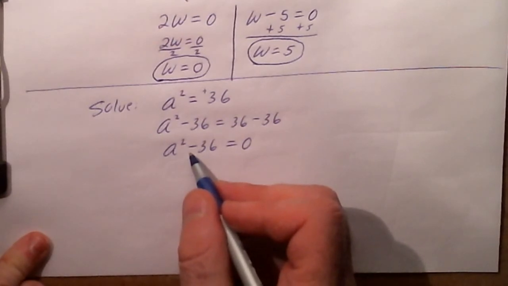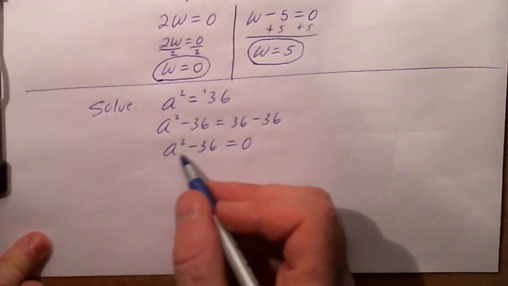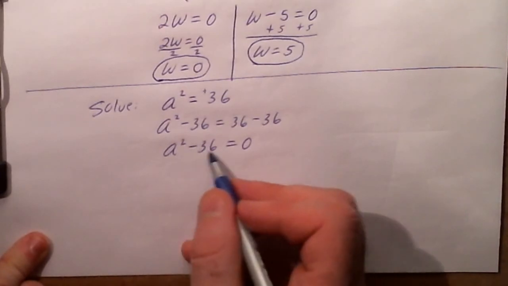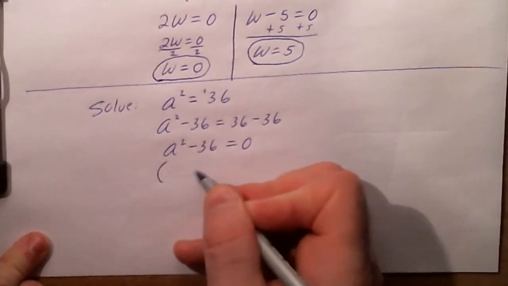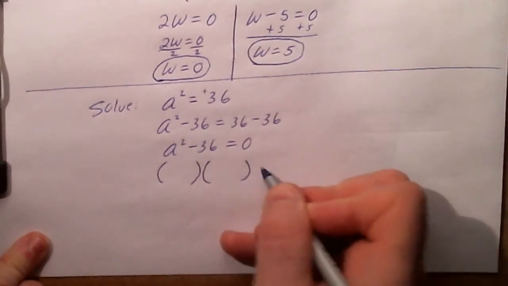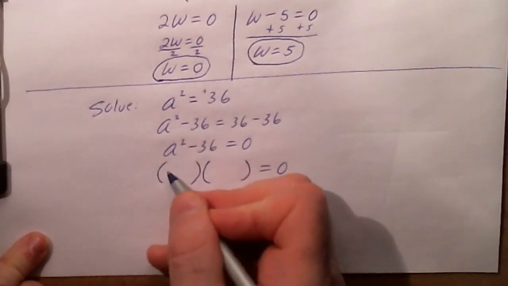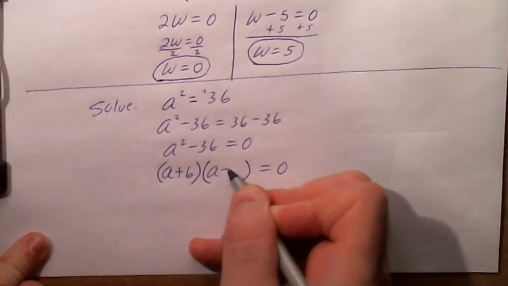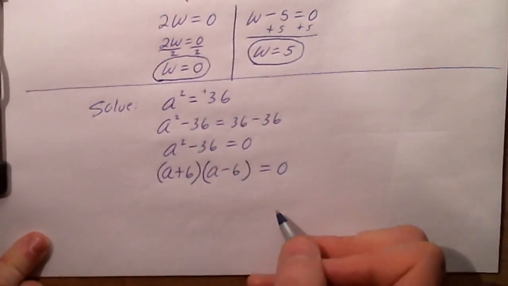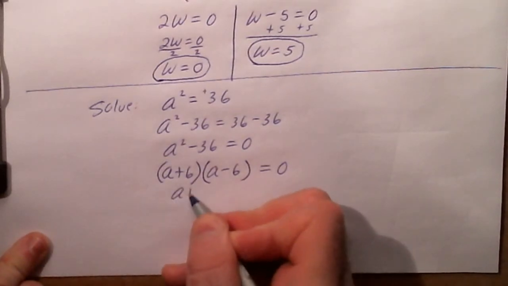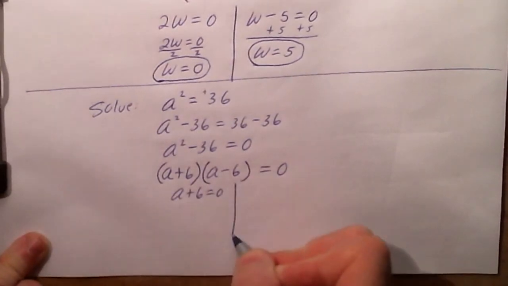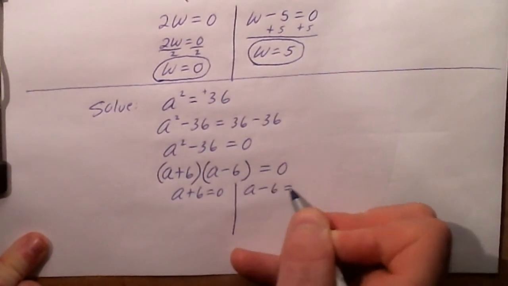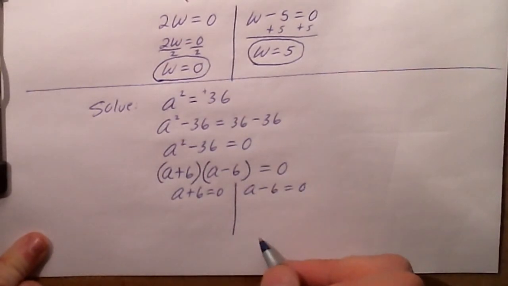Once we do that, now the left side can be factored upon inspection and thought. We realize that we have the difference between two squares here. 36 is the perfect square of 6. So that being the case, this binomial can be factored into the product of conjugate binomial factors, namely a plus 6 times a minus 6. Now we set both variable factors equal to 0. And we have two equations to solve.